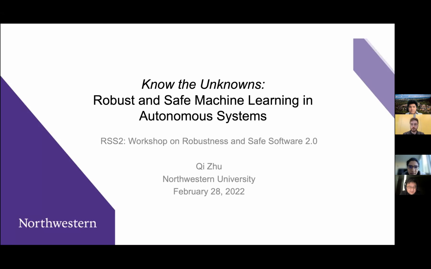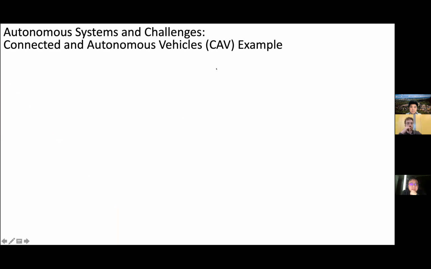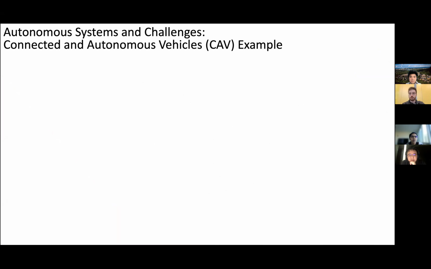All right, thanks for the introduction, Priya. Today I'll give a fairly high-level overview of the work we have been doing in the last few years. In this area, we're trying to ensure robustness and safety of autonomous systems, especially considering the behavior of neural network-based components. I'll start with some of the high-level challenges of autonomous systems, using connected and autonomous vehicles, or CAVs, as an example.